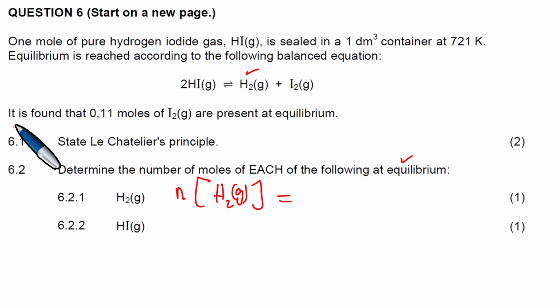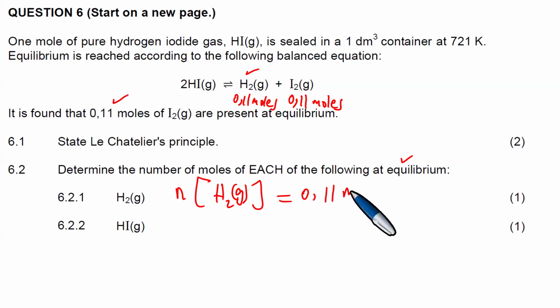It is found that 0.11 moles of iodine are present at equilibrium. So we are saying for iodine it is 0.11 moles. So in the end, what you then have for this one is 0.11 moles. Normally we just write 0.11 mole there.